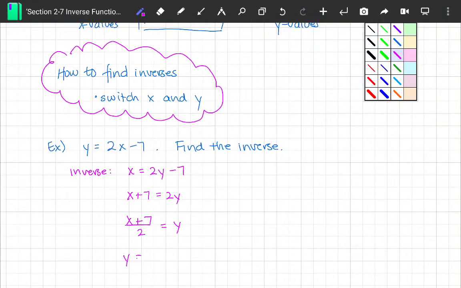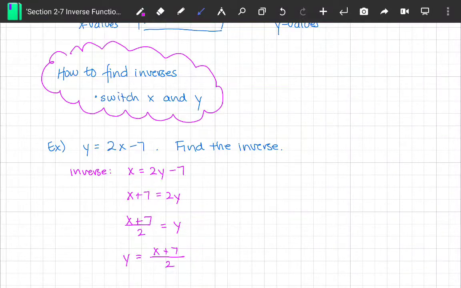And I'll just go ahead and reverse the order. So the y is first. And so now I have the inverse written as a function of y in terms of x. But really, this is the inverse right here.